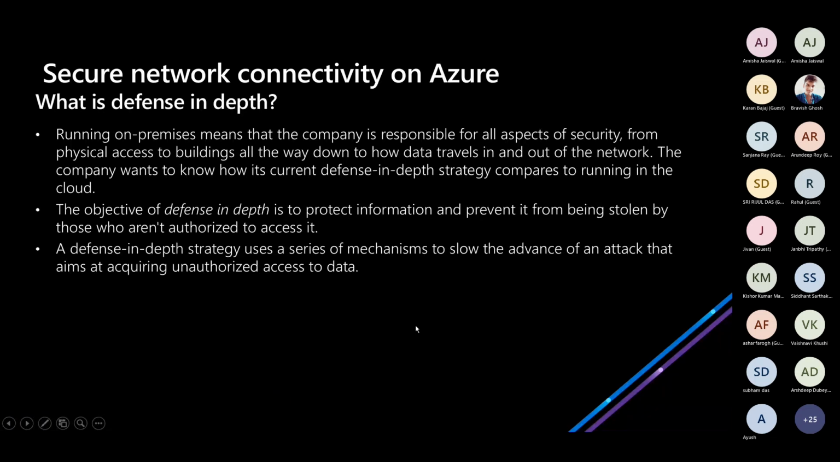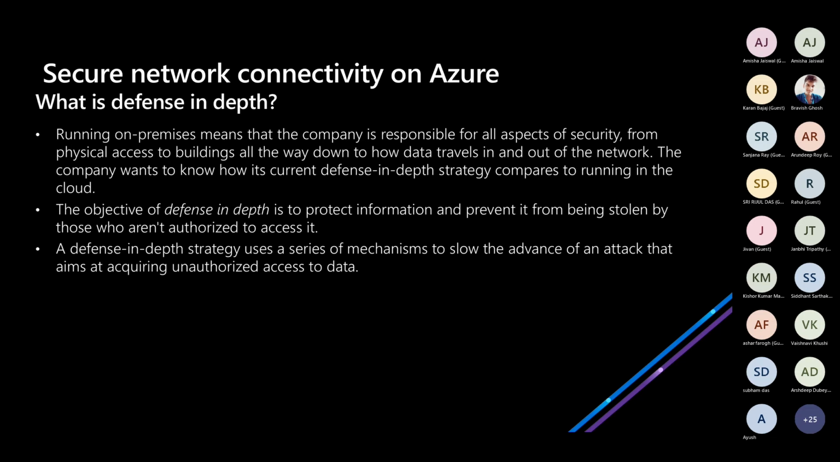Secure network connectivity on Azure. What is defense in depth? Running on premises means that the company is responsible for all aspects of security, from physical access to buildings, all the way down to how data travels in and out of the network. The company wants to know how its current defense in depth strategy compares to running in the cloud.